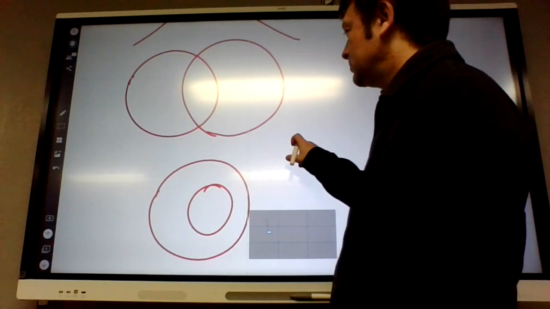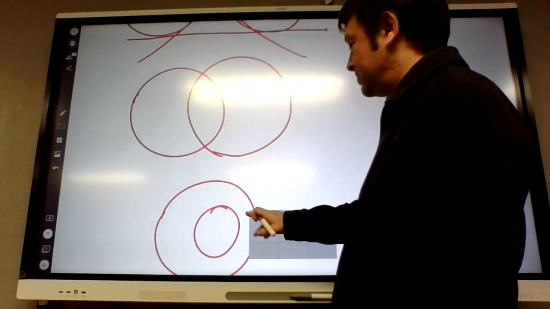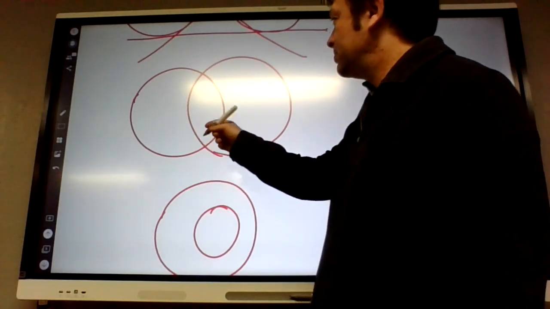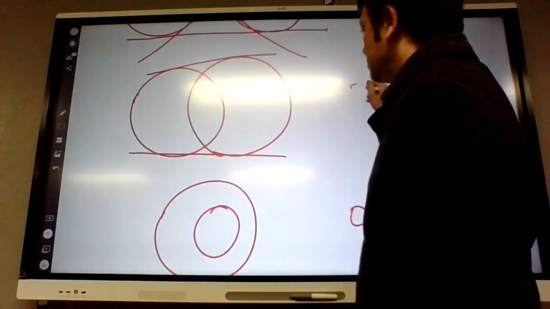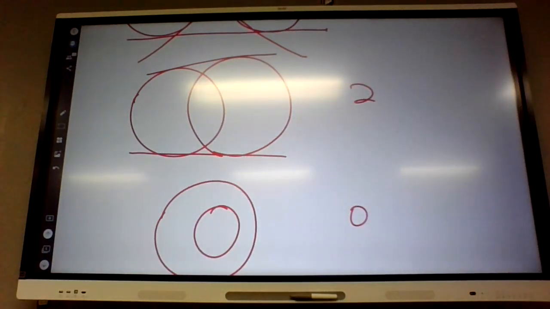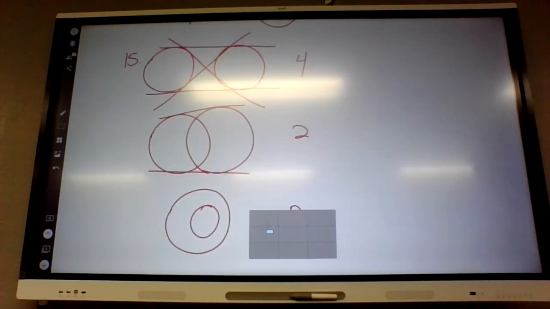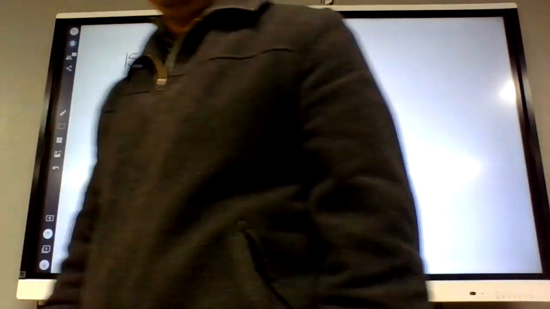So would that be 0? Do these have any common tangents? No, so this one's 0. How about these two? Two. That guy and that guy. Oh, there's more than one. It's all 15. Come on. I gotta expand this. That's ridiculous.